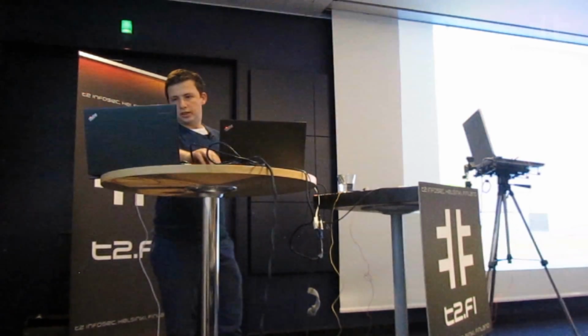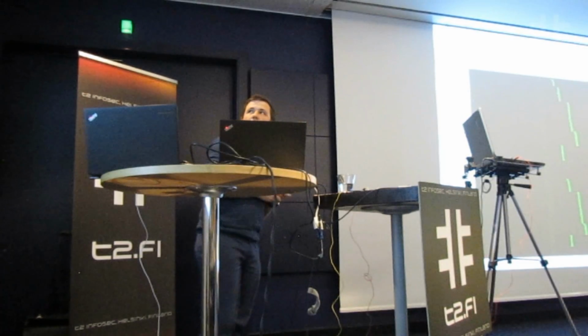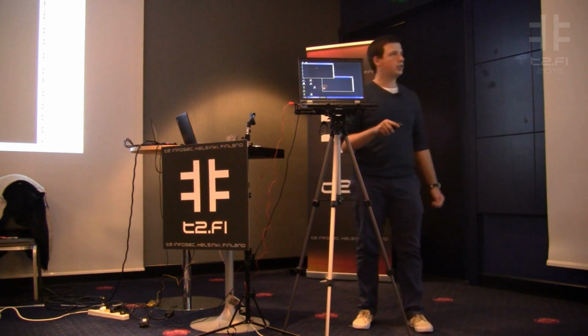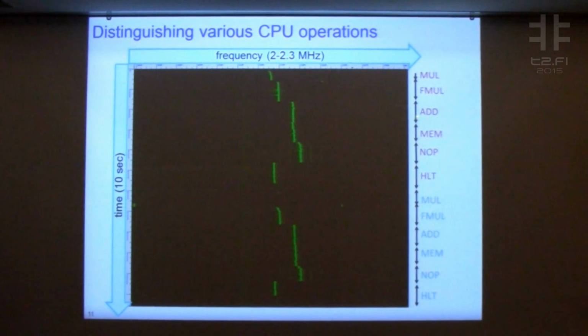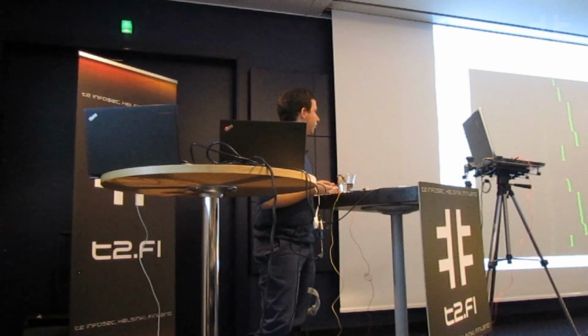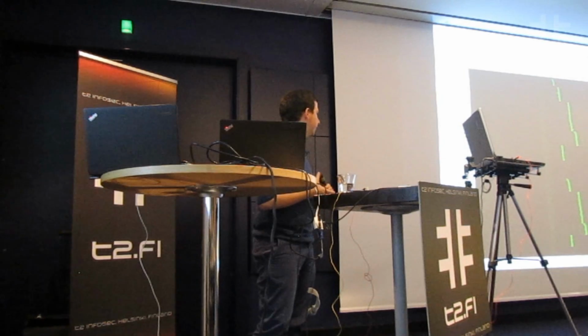So let me show a better recording I made at the lab. Here we can see more operations. We can distinguish between floating point operations, add operations, memory access operations, and so on. So there's clearly some information to be measured here, but cryptographic code doesn't behave this way. It doesn't do the same operation for one whole second.